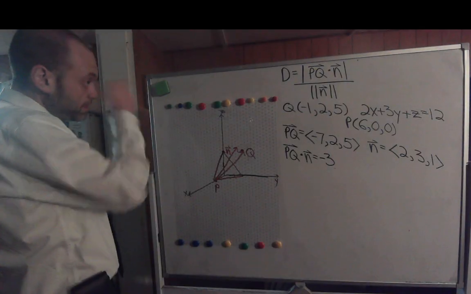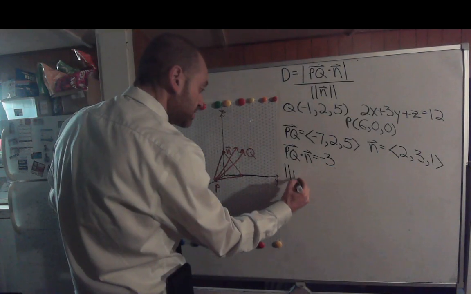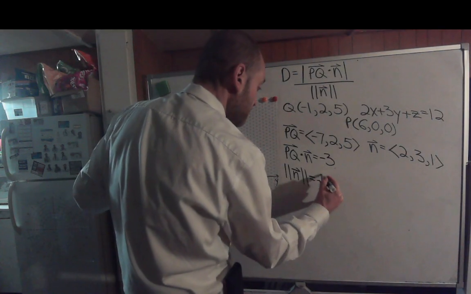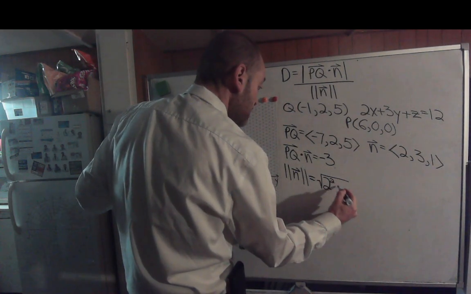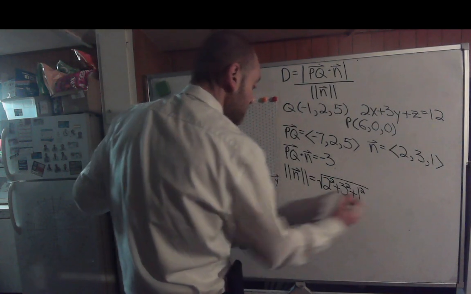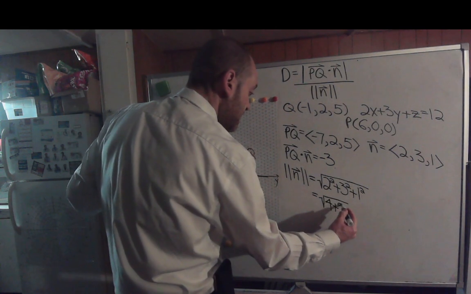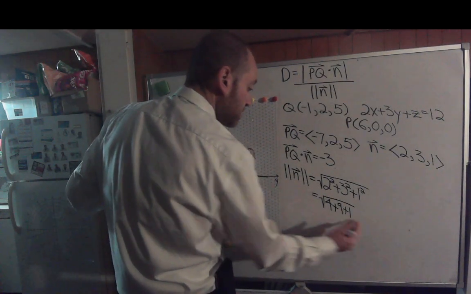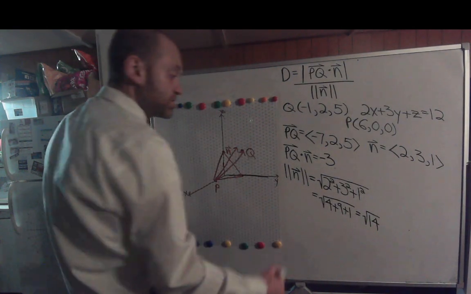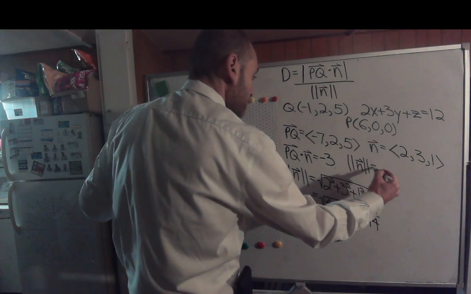Now, last thing, find the magnitude of your normal vector, which will be vector n. So that's going to be the square root of 2 squared plus 3 squared plus 1 squared. Well, that'll give you the square root of 4 plus 9 plus 1, which would give you the square root of 14. So the magnitude of the normal vector is going to be the square root of 14.